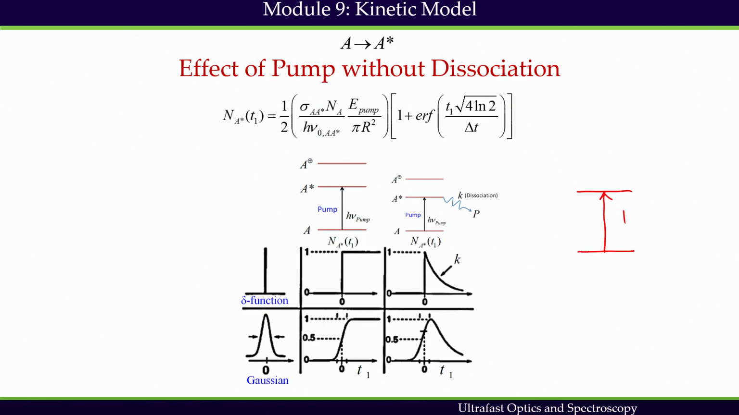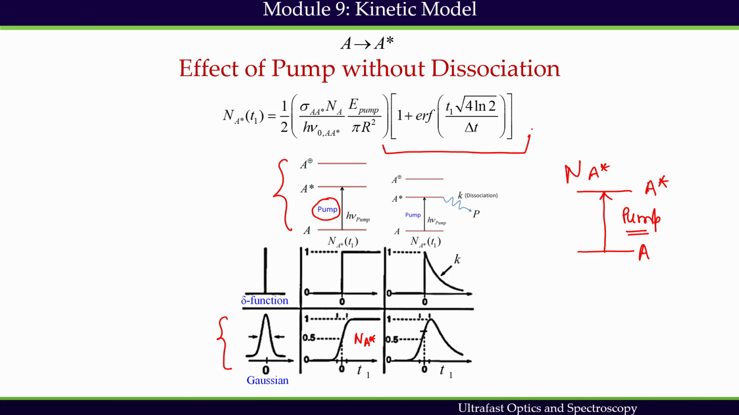We have excitation by pump from A to A star, and we have only discussed the effect of pump in the build-up signal N A star. N A star is the population in the excited state. So, due to a pulse, this N A star build-up signal depends on the error function, which is given by this equation as a function of T1. This is the situation where we have only invoked the effect of pump.